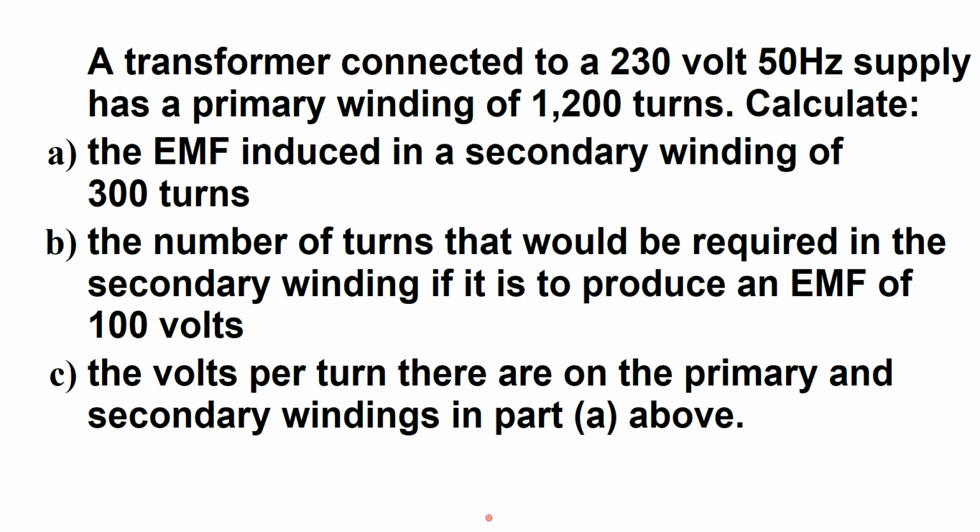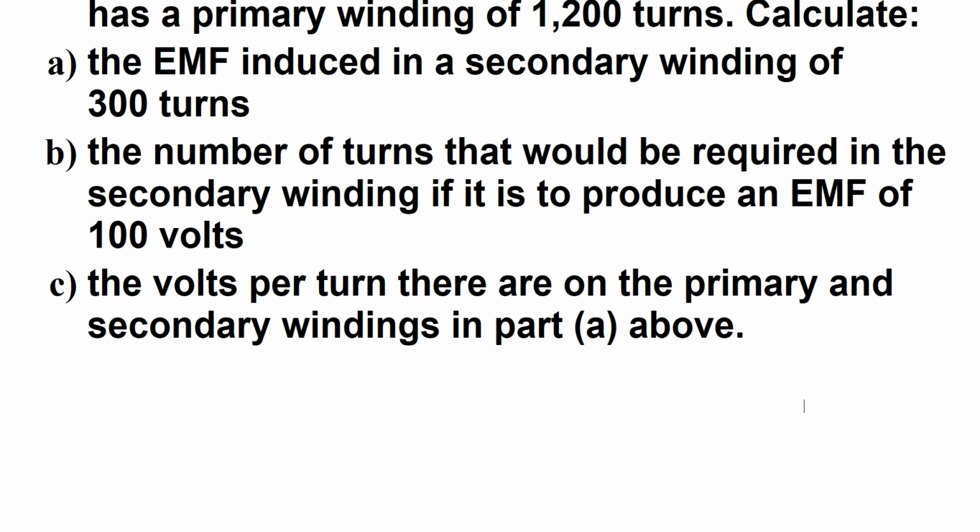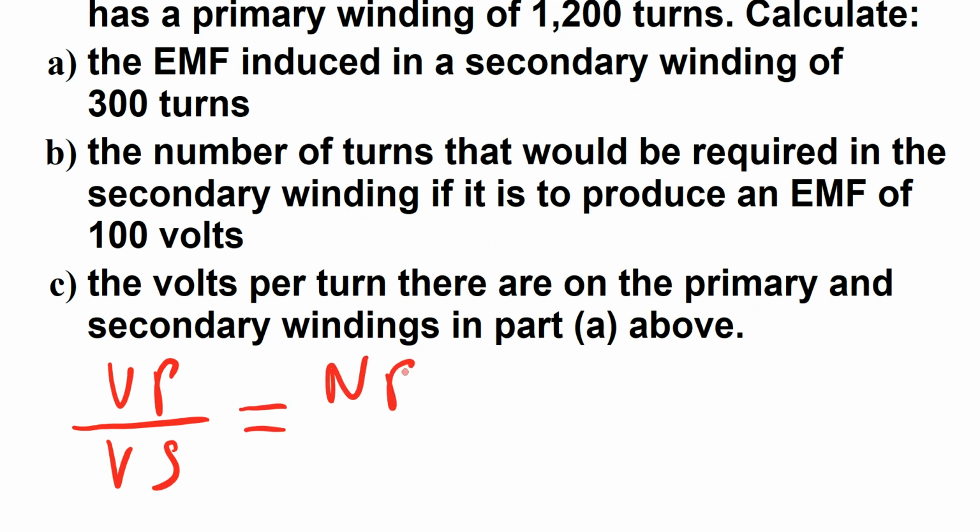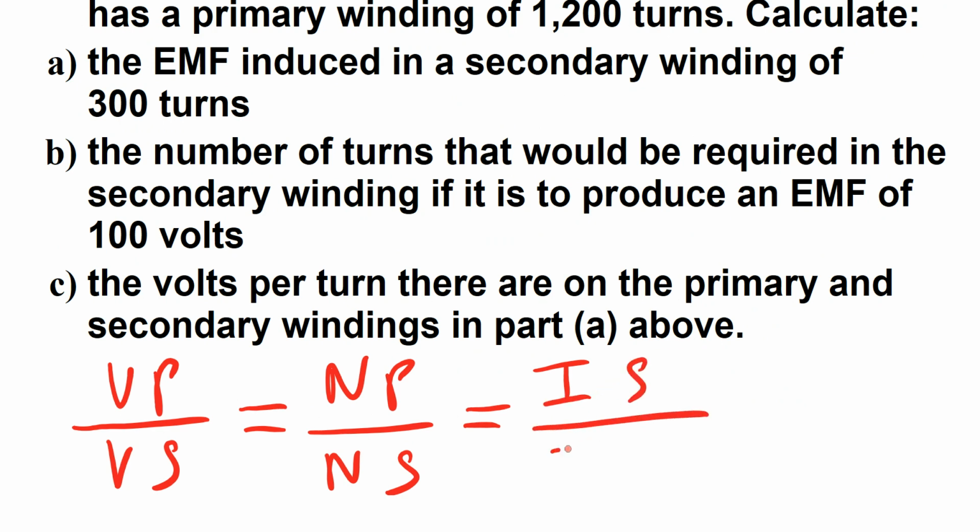Okay, this is our transformer calculations. Now the first thing we've got to remember is the full formula, which is voltage primary over voltage secondary equals number of turns primary over number of turns secondary equals current on the secondary over current on the primary.